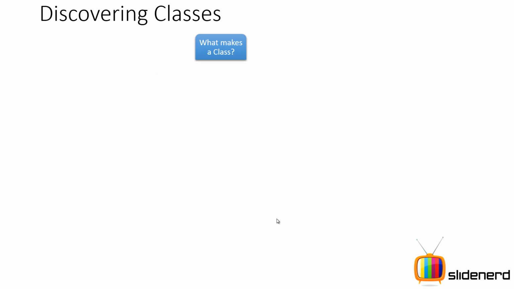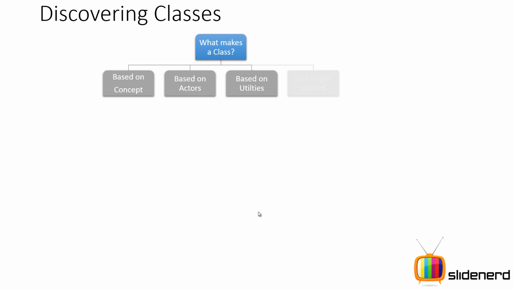Okay, so what makes a class in Java? There are four major situations under which you should be making classes. One, based on concept. Two, based on actors. Three, based on utilities. And four, just to get started. What do these mean? The first one, based on concept, is pretty easy to understand if you think about it in the way which I do. Let me show you what.